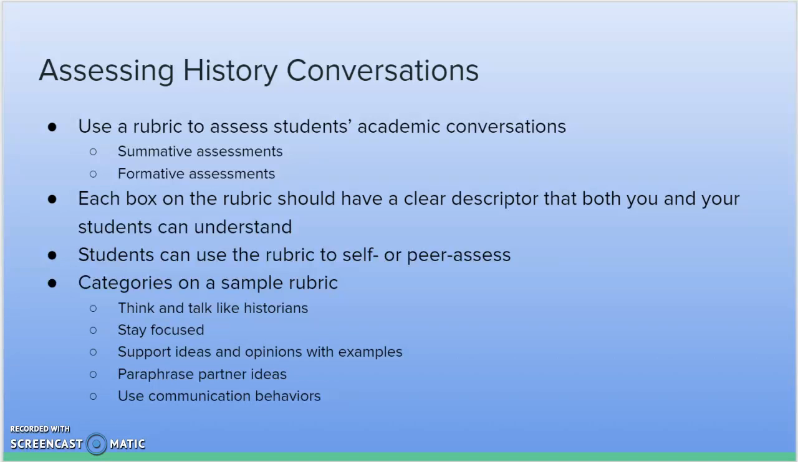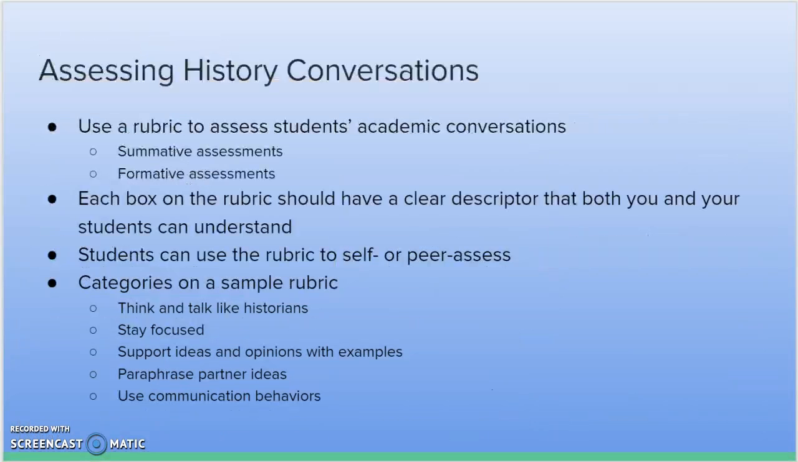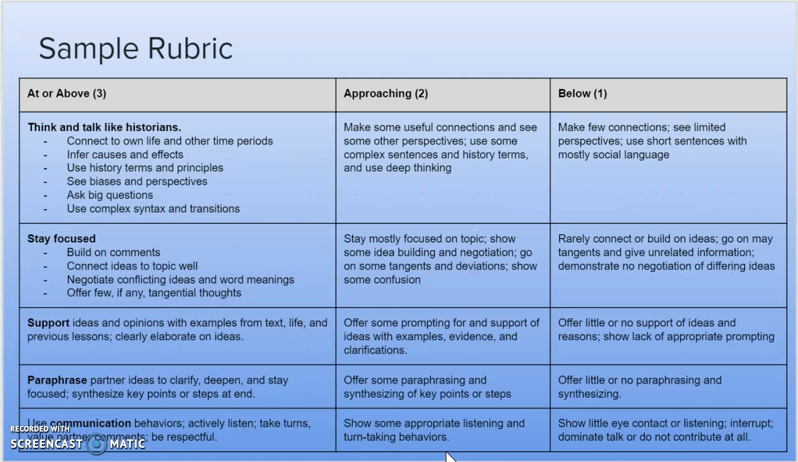So here is a sample rubric, and as the book notes over here, some categories on the sample rubric should be think and talk like historians, staying focused, support ideas and opinions with examples, paraphrase partner ideas, and use communication behaviors. So you can see that these are noted in the rubric, and then there's 3 points, what a 3-point would look like, 2 points, and then a 1-point rubric.